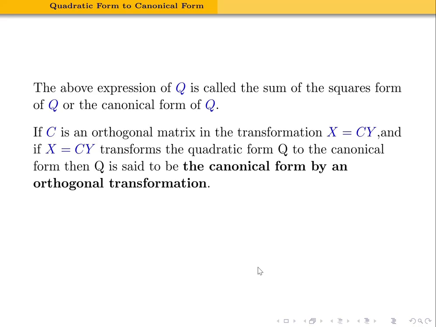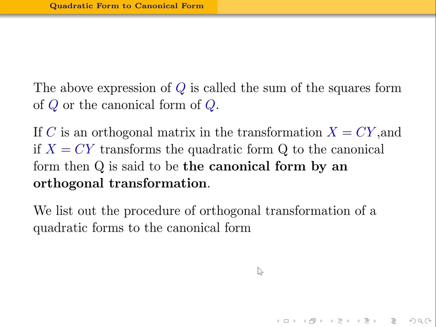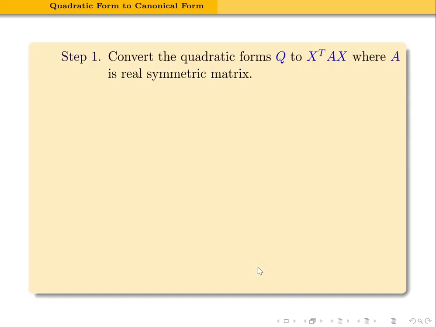If C is the orthogonal matrix in the transformation x = Cy, and if x = Cy transforms the quadratic form Q to the canonical form, then Q is said to be reduced to the canonical form by orthogonal transformation. We list out the procedure of orthogonal transformation of a quadratic form to the canonical form.